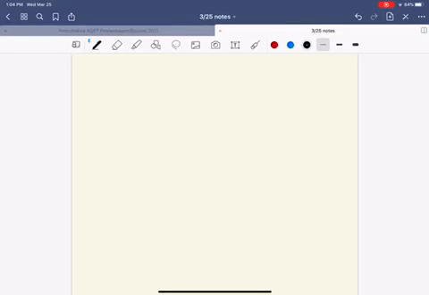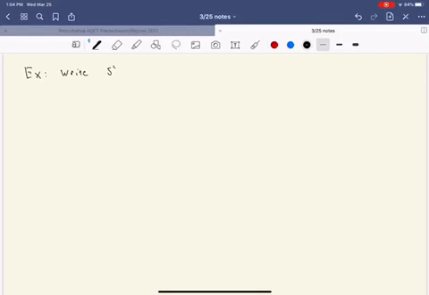Some problems to do. So let's take as our first example, let's write 5 to the 4th equals 625 as a logarithm. Okay, so we have the log base 5 of 625 equals 4.